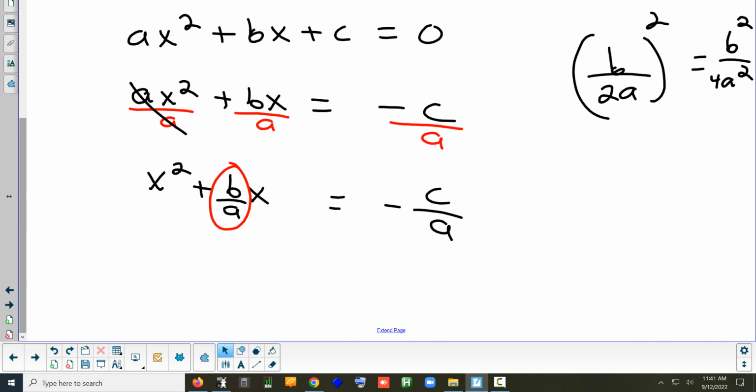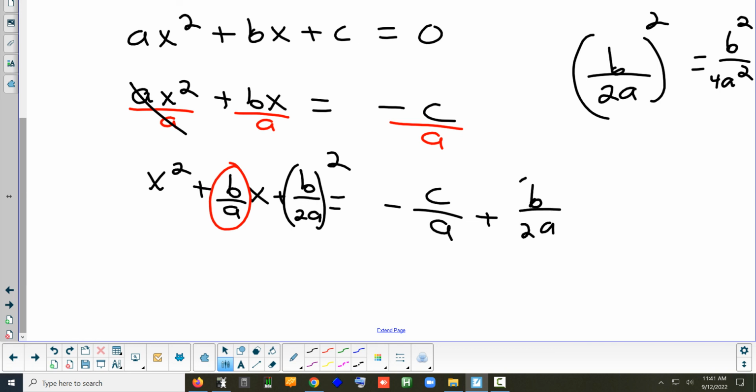Any question? I can leave it like that. It doesn't matter. Eventually we're going to have to do it out on the other side. So now we're completing the square. We're going to add a number to both sides, and it's half of the middle term squared. So b over 2a squared. And if you add it on the left, you have to add it on the right. b over 2a squared. If you want to do it out now, you can.